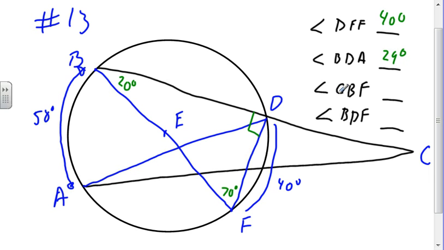All right, C, B, F. CBF is 20. I already got it. B, D, F is 90. Okay, good enough? Looks dumb. Looks like it might be hard, but it's not. All right, we'll do it again. We'll do it with 15.